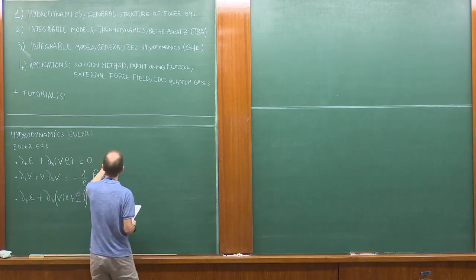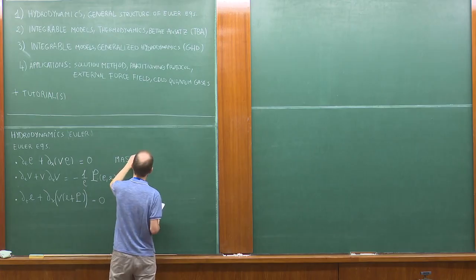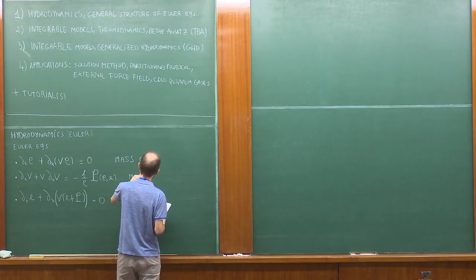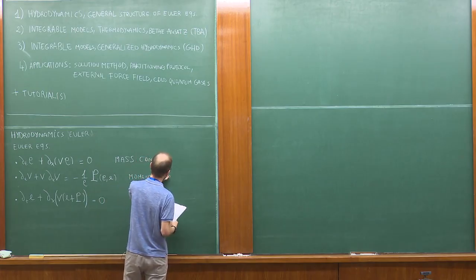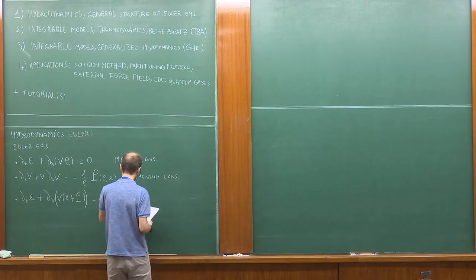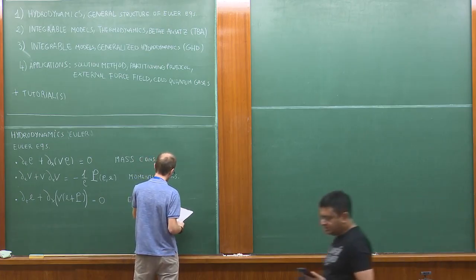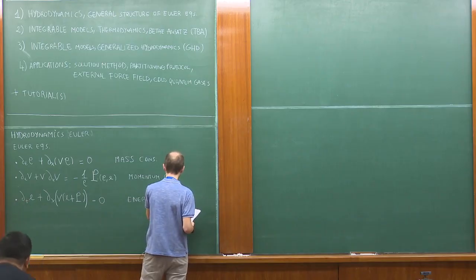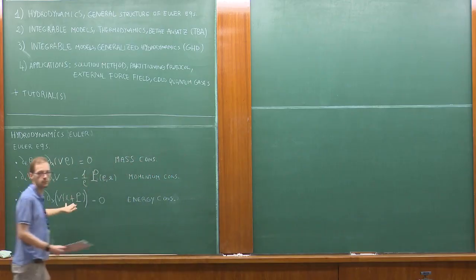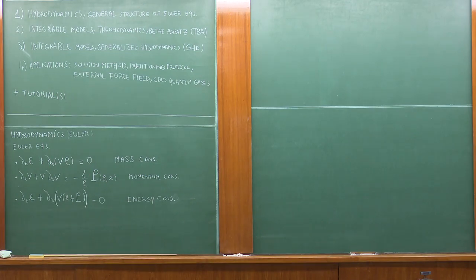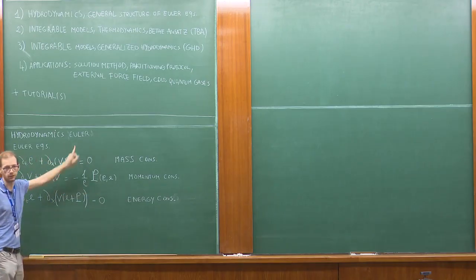Okay, so this is mass conservation. This is momentum conservation. And this is energy conservation. So these are the three kinds of Euler equations that you find in books that describe the dynamics of a fluid. An inviscid fluid, because here we are dropping a viscosity term, which usually appears on the right-hand side, and this is why I call these equations Euler.